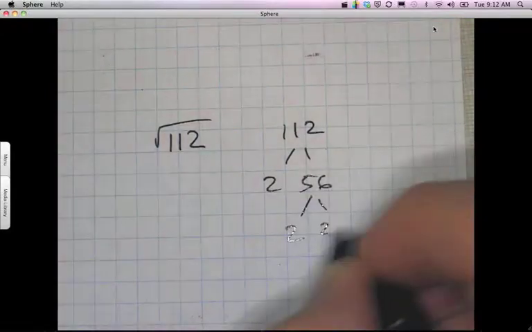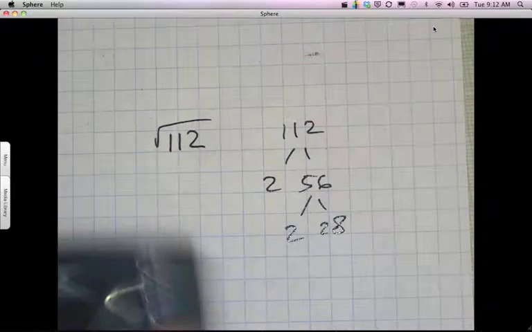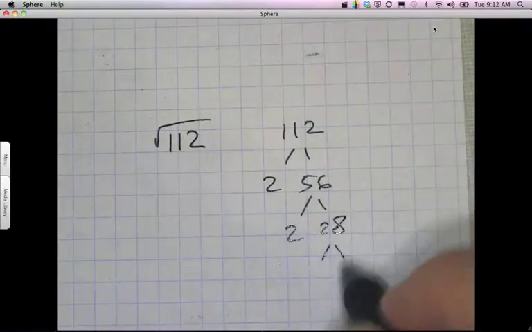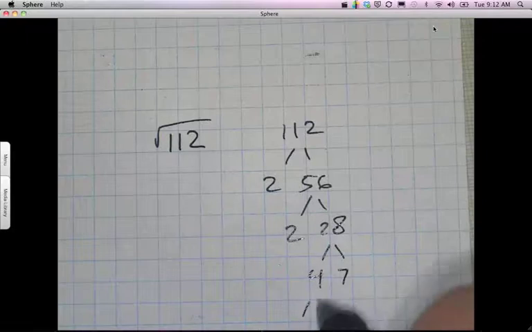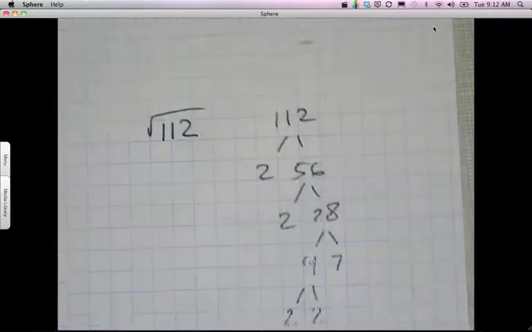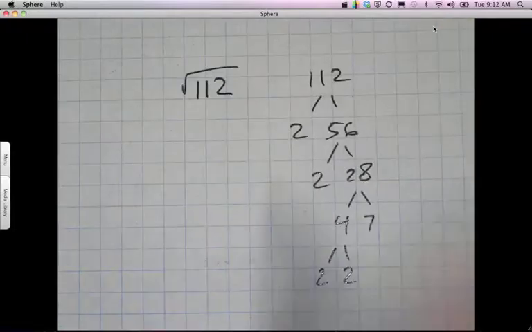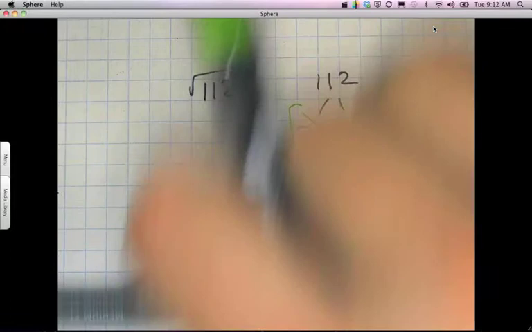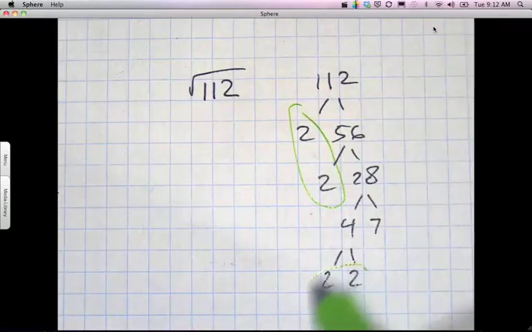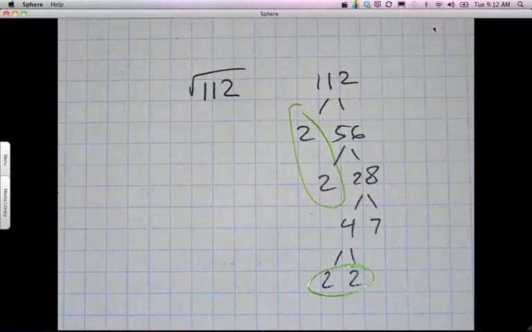2 and 28, which I can split apart. Now I'm down to my regular factors. So this becomes 4 times 7, and this becomes 2 times 2. So the whole factorization, if I break this apart, has 2 pairs. One of them is right here, and the other one is right here. So those are my 2 pairs of numbers I can use.